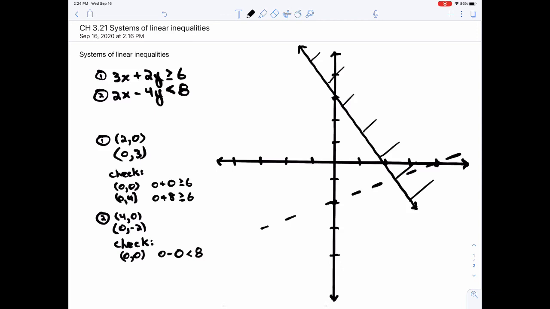Let's pick (0, -3). So that's 0 plus 12. Is that less than 8? And again, I know I'm going through this pretty quickly, but you should have learned how to do these last chapter. So, no, it's not. So we're going to shade the point on top.